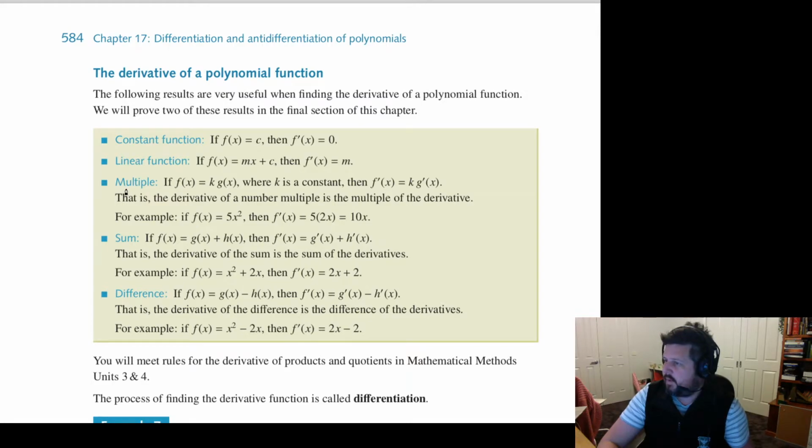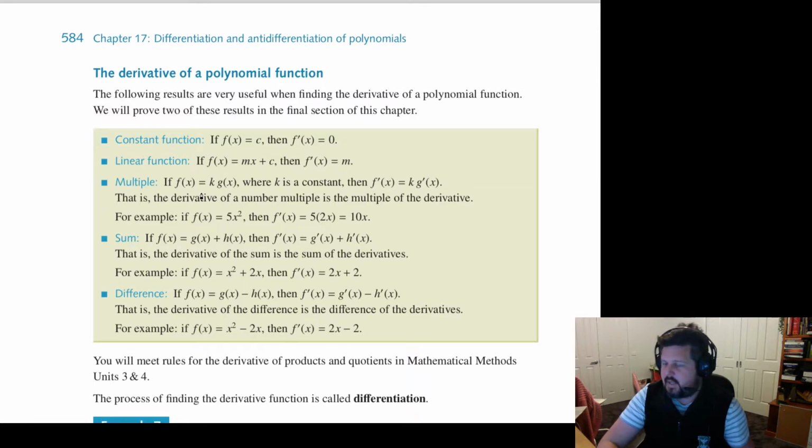Where you have cases as follows, f of x is equal to k times g of x. It says where k is a constant that can be pulled out the front of this other function, then the derivative f dash x is going to be that constant value pulled out the front and then multiplied by the derivative of g, so g dash x.